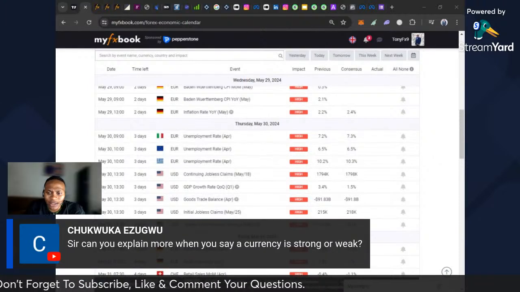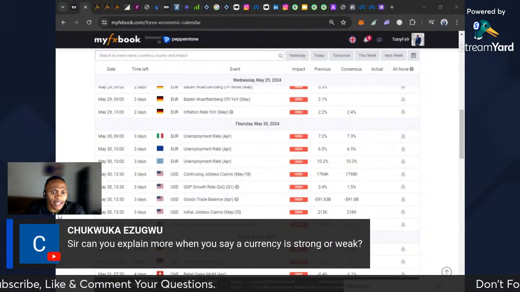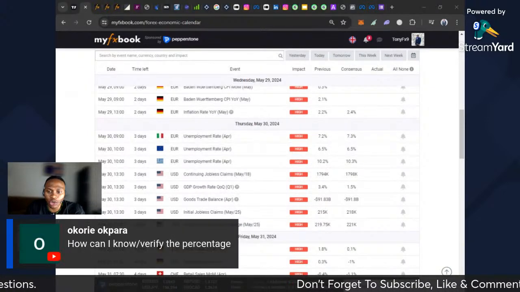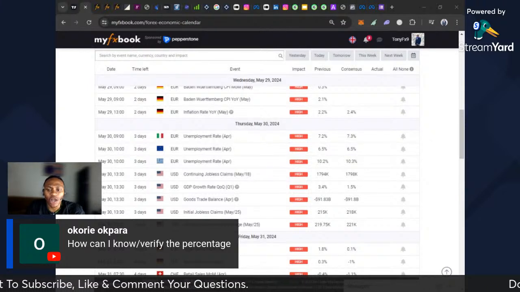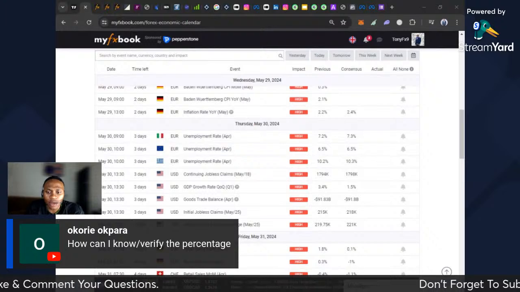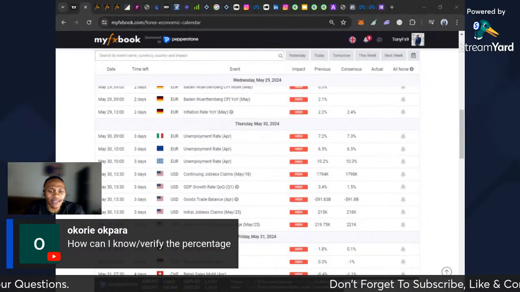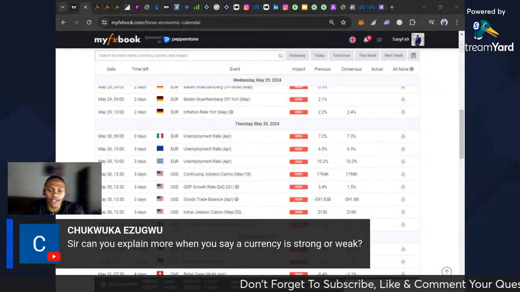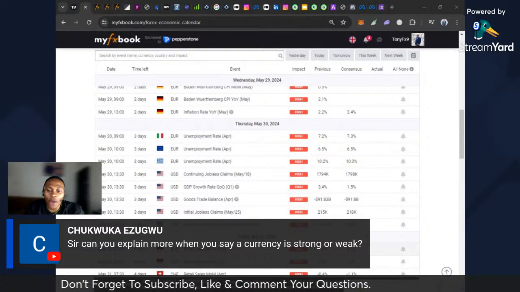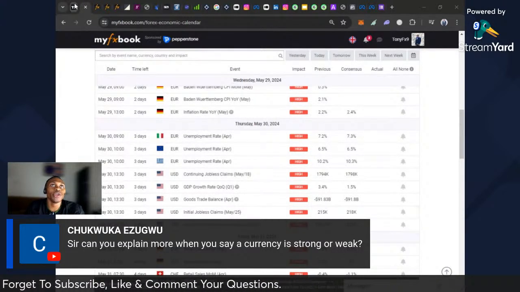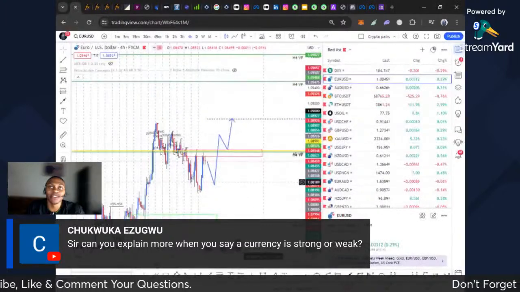Chukwuka says, sir, can you explain more when you say a currency is strong or weak? Okay, I'm going to do that. And then I can see another question by Okore Opara: how can I know or verify the percentage? Which percentage, Opara? Please be specific, I'm going to answer your question. Chukwuka, let me go to the chart and explain it, guys.